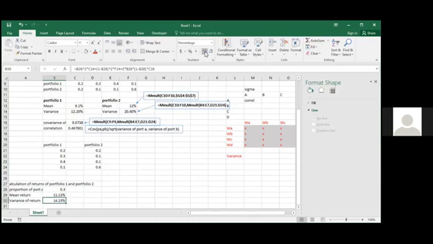Then now we can calculate the standard deviation of return.